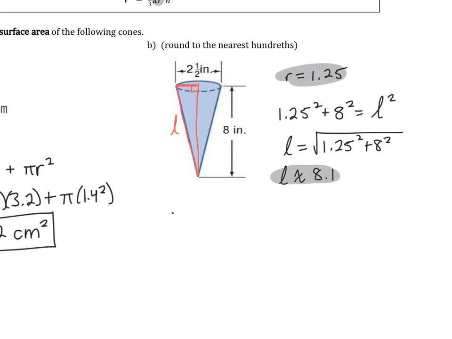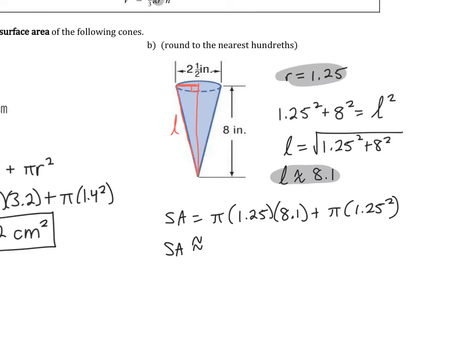Now that we know both our radius and our slant height, we can find the surface area. Remember, the surface area is pi times the radius times the slant height plus pi times the radius squared. Again, we'll use our scientific calculator to get a decimal approximation, and we should end up with a surface area of approximately 36.7 inches squared. Just be careful when you're doing surface area. Make sure that you are using the slant height and not the height of the entire cone, because sometimes you are given the slant height and sometimes you're not.